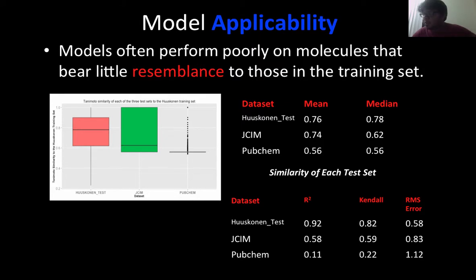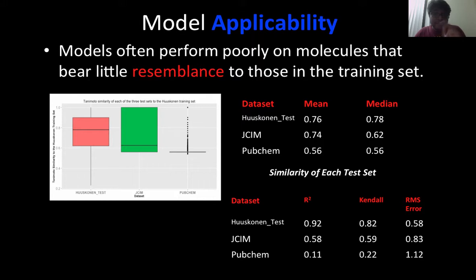So another thing we need to consider is the model applicability. Models often perform very poorly on molecules that bear little resemblance to those of the training set. For example, we did a Tanimoto similarity of the test set of the Huskonen set and the JCIM with the training sets. So we actually use the training set of molecules from the Huskonen and then use the Huskonen test set, the JCIM set, and the PubChem set to perform the similarity between the data sets.